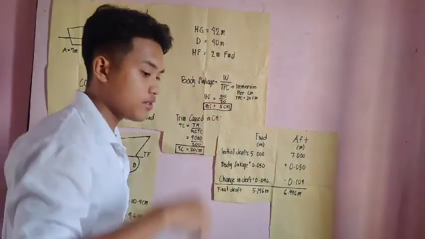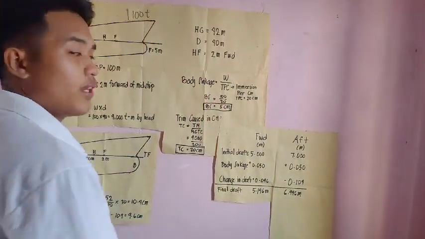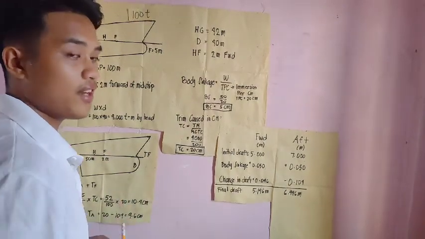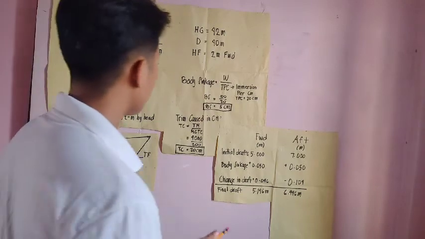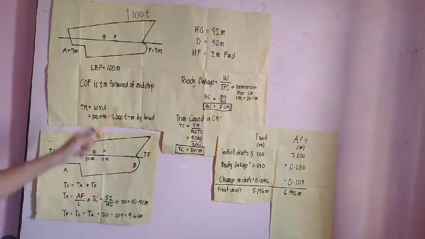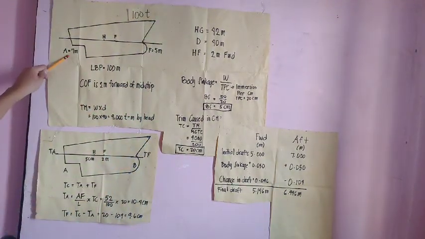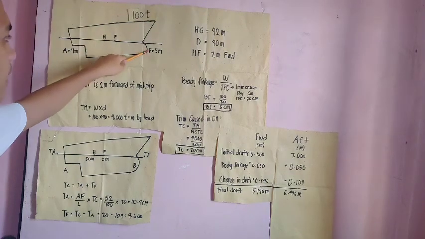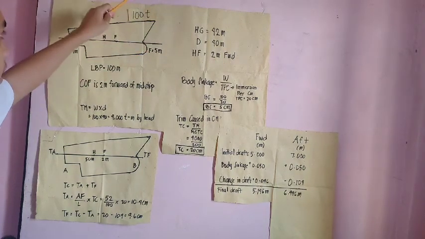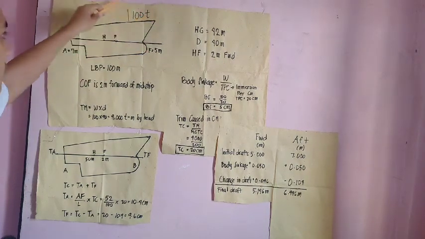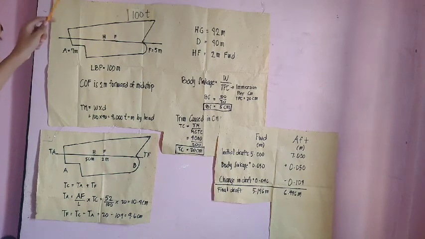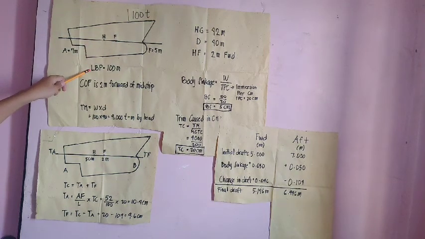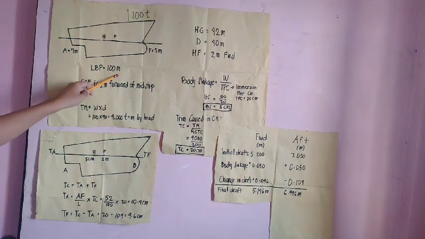Hi guys, for today's video we're going to calculate the final trim because of loading. So without further ado, let's get started. As you can see here, we have the aft draft, our forward draft, and our weight, which is 100 tons, our midship, which is H, and the center of flotation, which is F, and our length between perpendiculars, which is 100 meters.